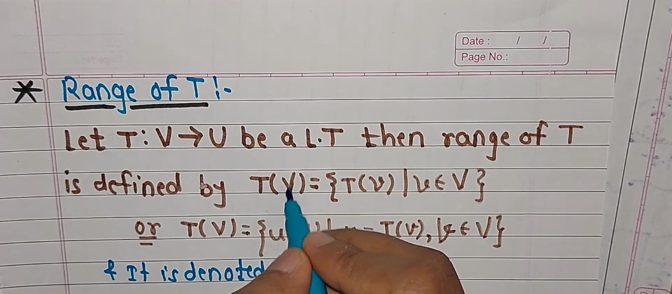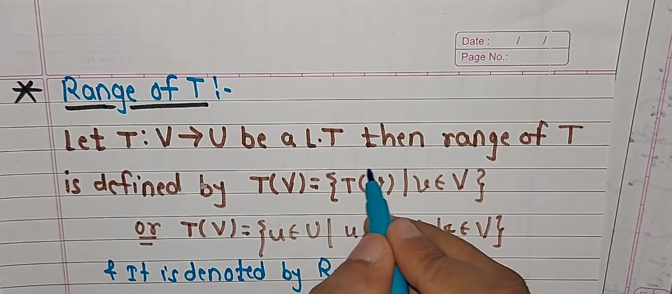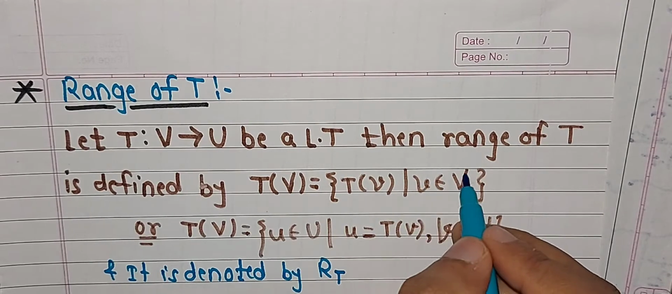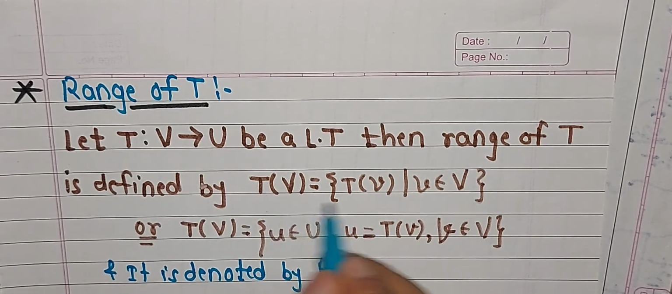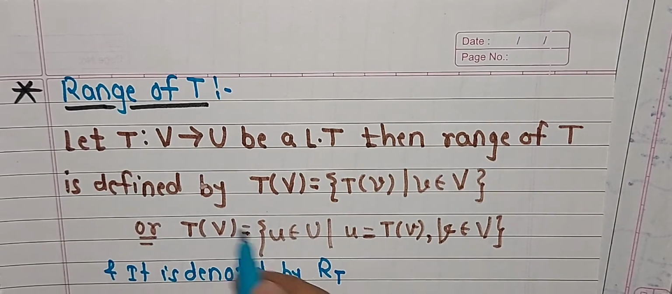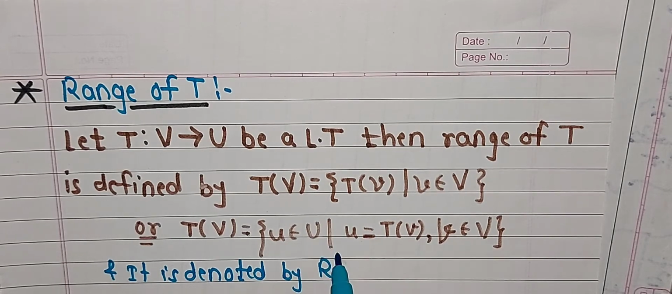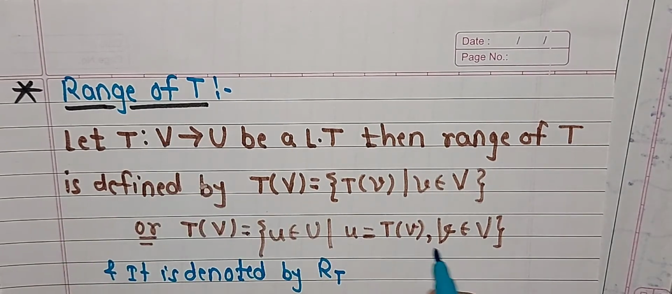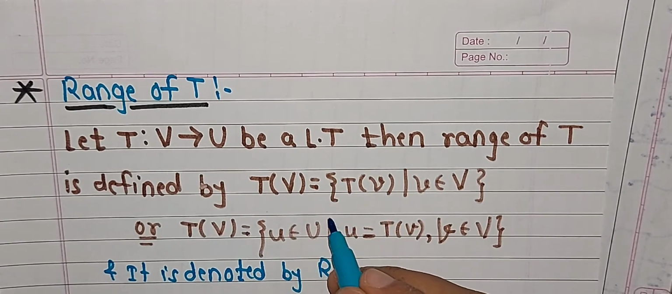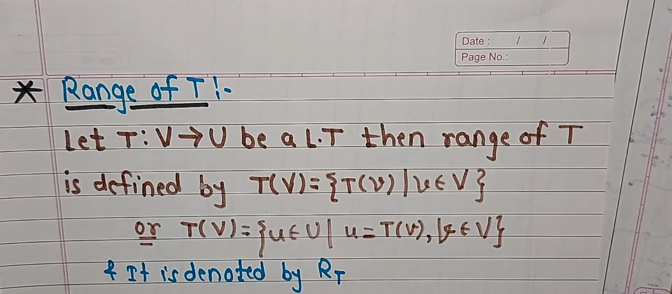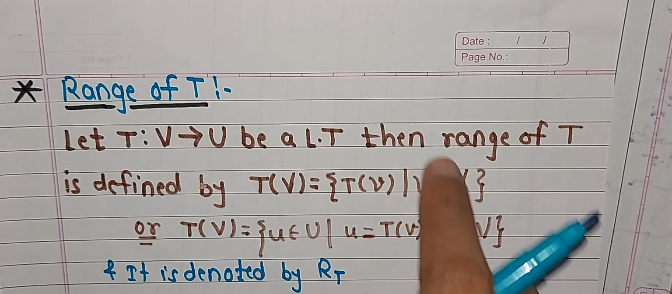That means T of V is equal to T of all the collection of my domain, such that small v belongs to capital V. Similarly, this can also be written as T of V is equal to the collection of all u belonging to U, such that this u gives us the value T of v, that means all the images of my domain, that is T of v, where small v belongs to my capital V. Okay, so these are my definitions and we will discuss what this actually is. Similarly, the range of T is denoted by R of T. Okay, so this is our definition.